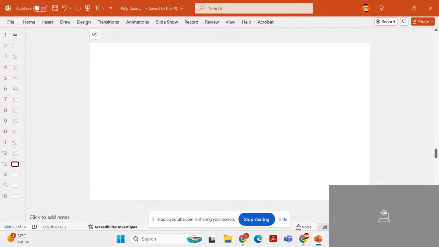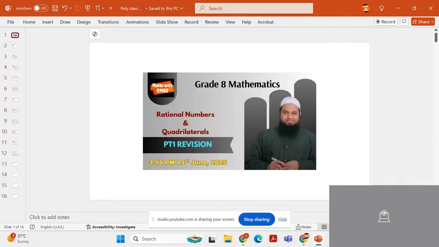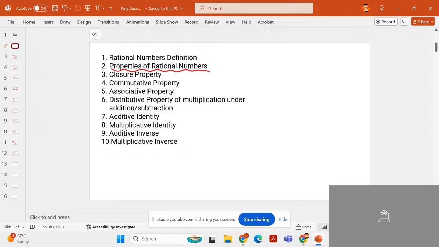Okay. So now let us see the last property. It is called distributive property. Sir, what is distributive property? While defining distributive property, I have written it as distributive property of multiplication under addition and subtraction. Okay. What is that addition and subtraction?